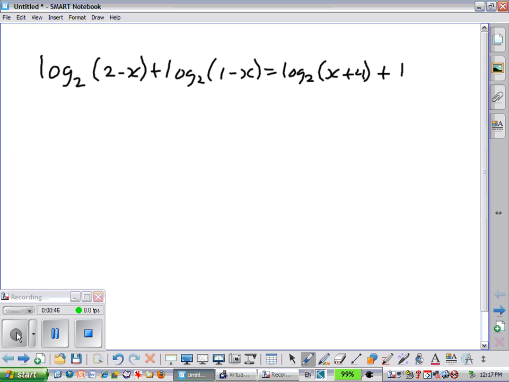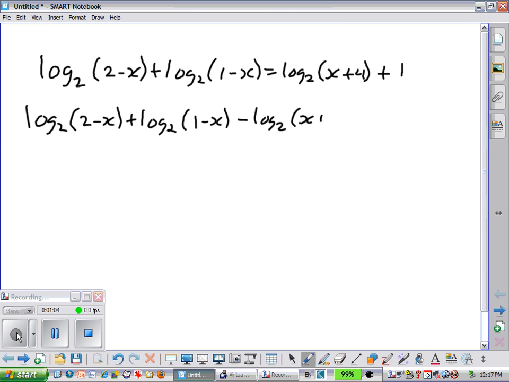First of all, I would probably put all of my logs to one side and try to combine them as a single log. So let's start there. I have log base 2 of 2 minus x, plus log base 2 of 1 minus x, minus log base 2 of x plus 4 equals 1. So I moved them all to one side of my equation. Now let's see if that would actually help us. I'm now going to try to combine them as a single log.